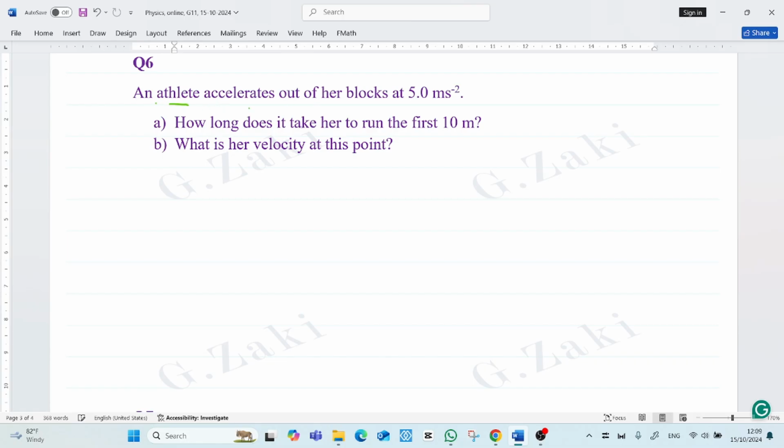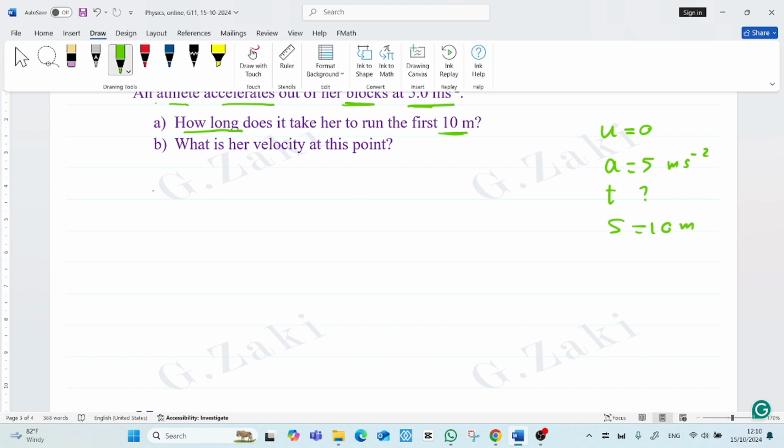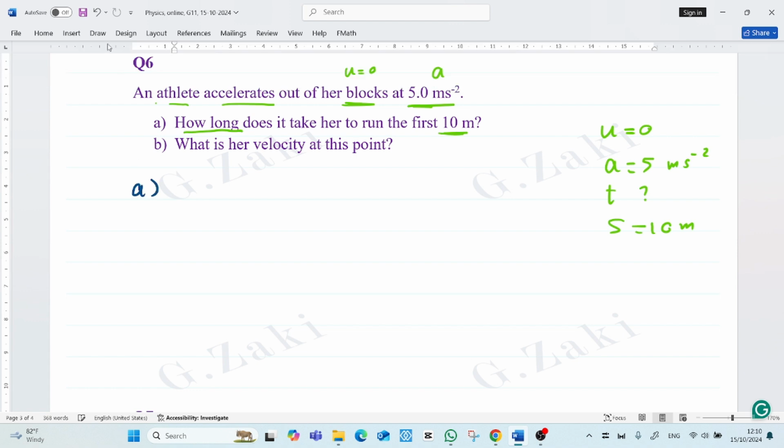An athlete accelerates out of starting blocks. Starting blocks, it means start from 0. The initial velocity is 0, start from rest, and the acceleration is 5 meter per second squared. How long? Then we need the time to run the first 10 meter, then S equals 10 meter. Now think of the best formula for this one. What is the best formula?